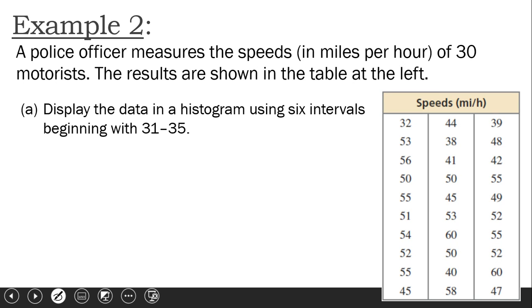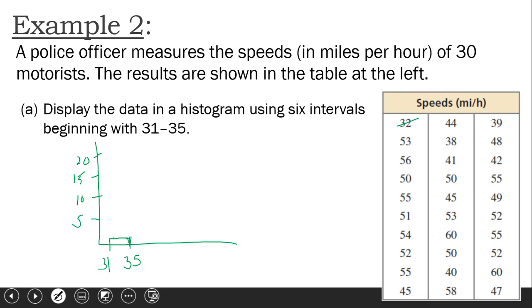Okay, so here you have a set of data, and you want to make a histogram with that set of data, and you want to use the intervals beginning with 31 to 35. So what you would do is go through the data set, and your first interval is going to be from 31 to 35, and you would see how many of those you have. So you have one, that's it. So I'm going to count by fives again. So from here, I only have one. So I'm going to have a really small bar.